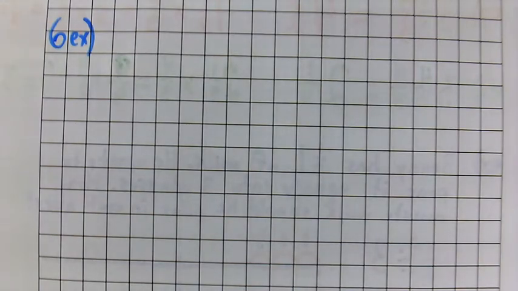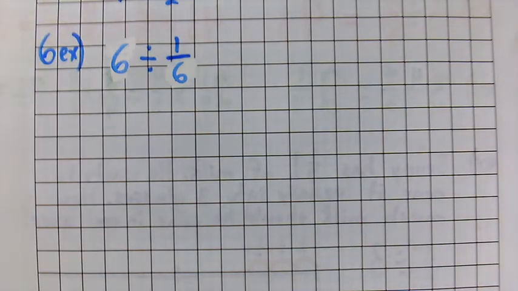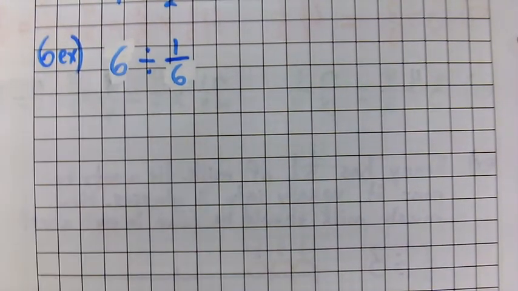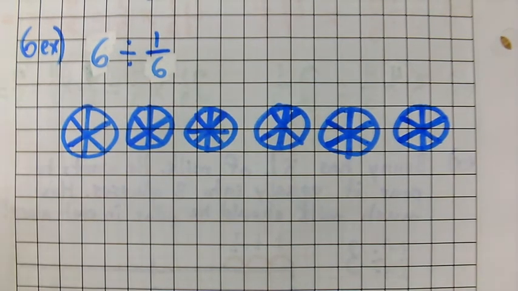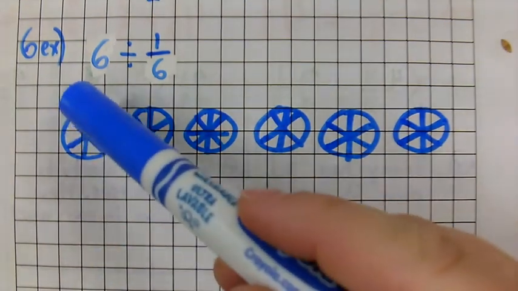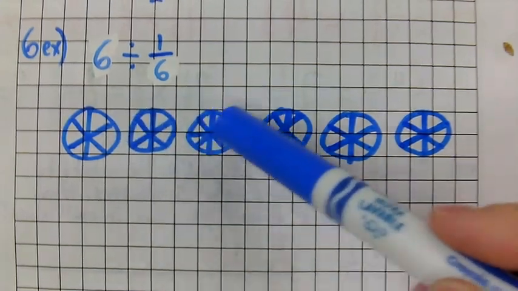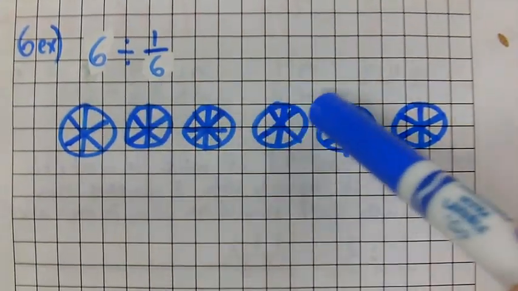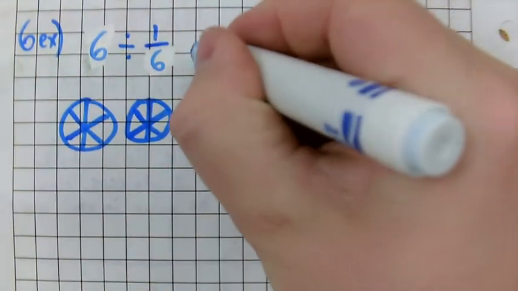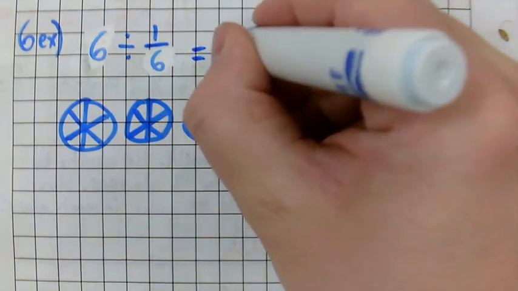Question 6, it says use fraction circles, find each quotient. So what if you have this question? 6 divided by 1/6. So draw out fraction circles, 6 of them, and split them up into 1/6. There we go, 6 divided by 1/6. And then count how many pieces do we have in there. We have 6 there, 6 there, 6, a bunch of them. 6 times that is 36. So 6 divided by 1/6 is 36.